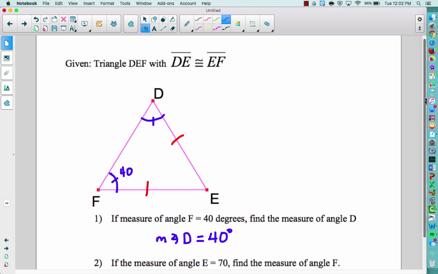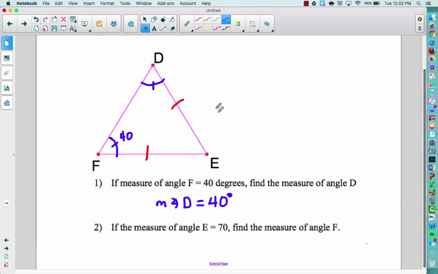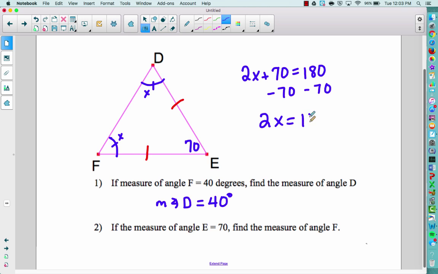All right. Now, let me erase that, I say to you that the measure of angle E is 70 degrees. Well, I know that both F and D are equal, so if I wanted to write an equation, I could say that this is X and this is X. So then I know 2X plus 70 has to equal 180. That's if you want to write an equation. And then you subtract 70, and you get 2x equals 110. Then divide by 2 on both sides, so x would be 55. So that's how you do it algebraically.